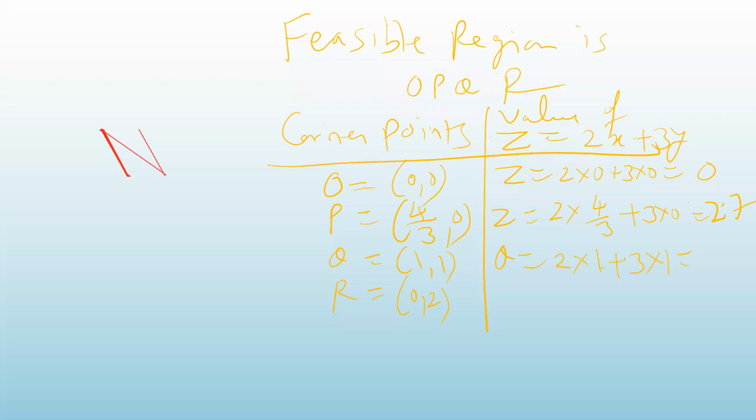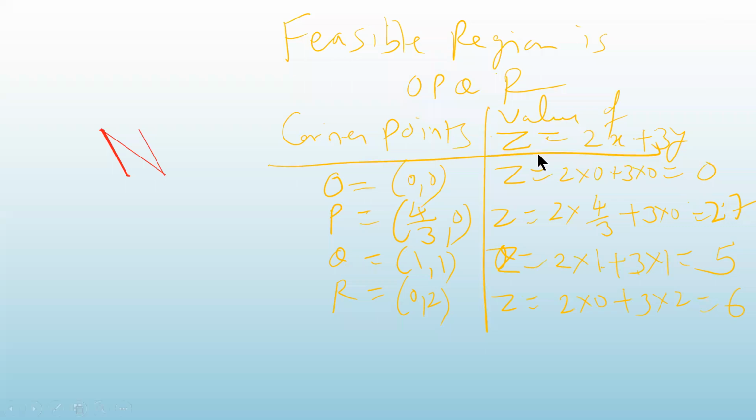And when you put x equal to 1, y equal to 1, you will get 2 into 1 is 2, 3 into 1 is 3, so 3 plus 2, 5. And when you put x equal to 0 and y equal to 2, you will get z equal to 2 into 0 plus 3 into 2. So you will get 6.